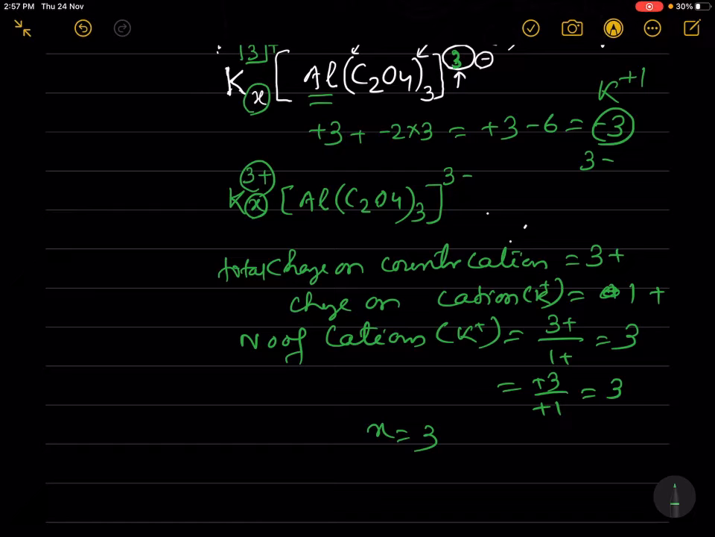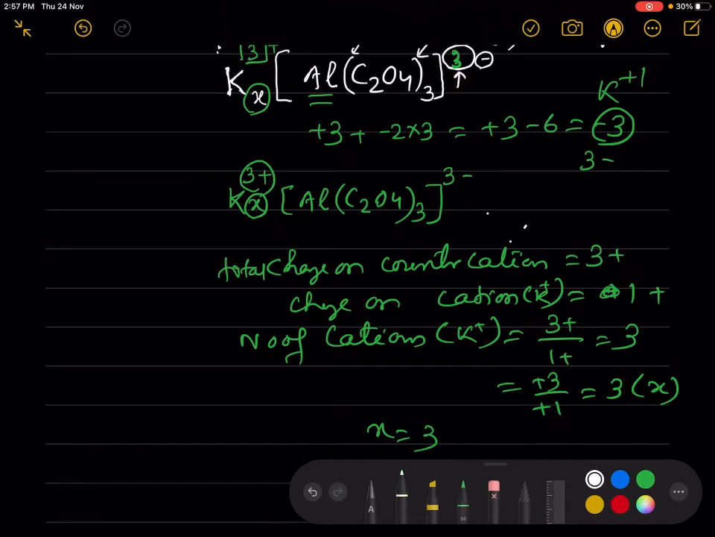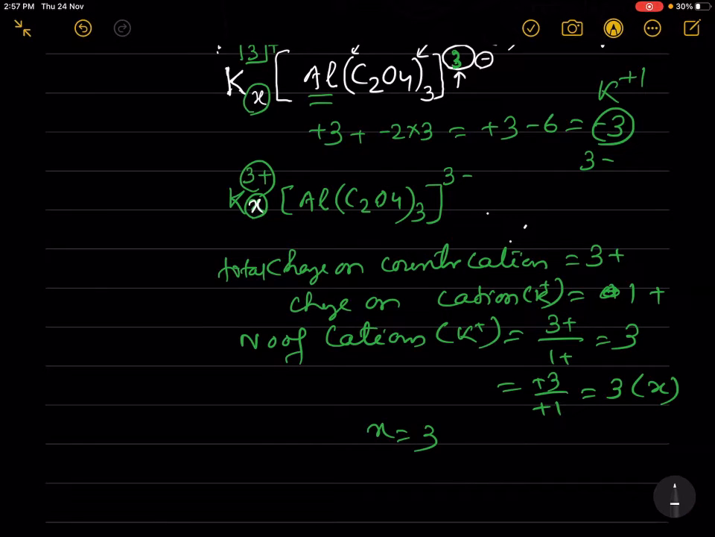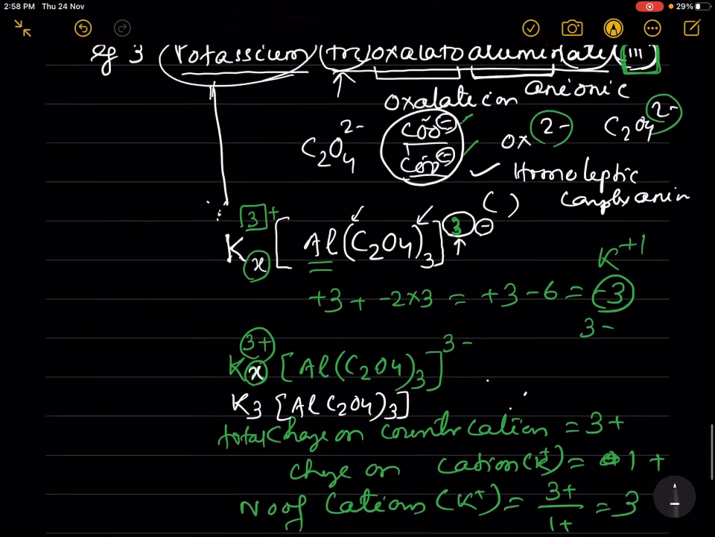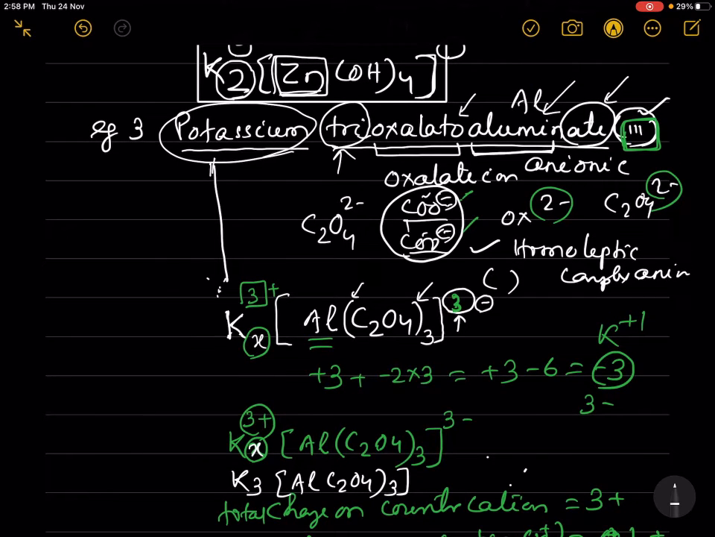This is x. So the formula of the complex compound will be K3[Al(C2O4)3]. And you see one thing, between tri and oxalato, you won't find any gap. You see, the total name of the complex part is one word.